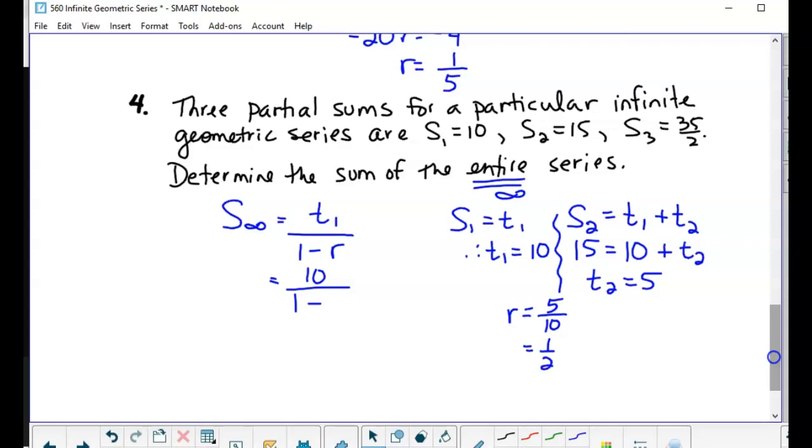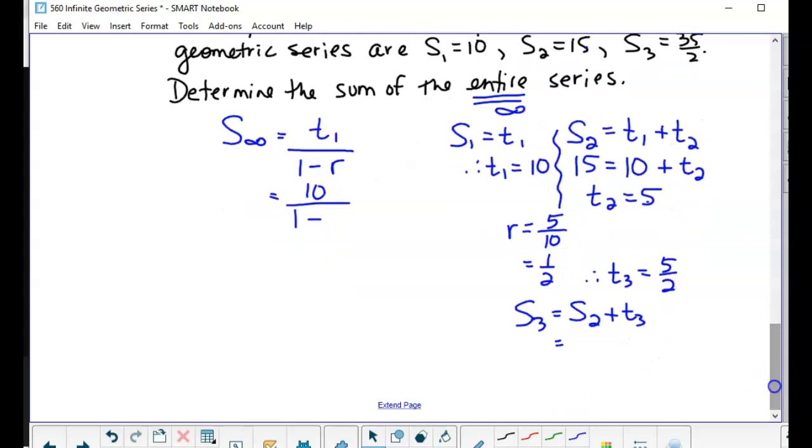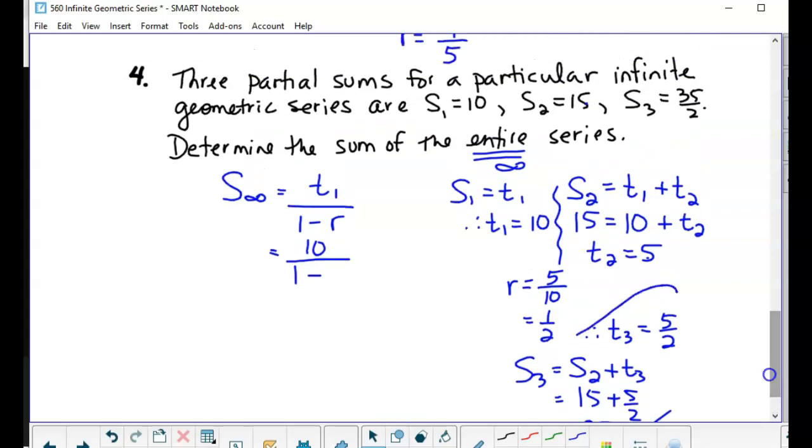If you wanted to check, then I would find T3. So therefore, T3 would be 5 over 2. T2 times 1/2 is 5 over 2. And then if we add 5 over 2 plus our S2, so S3 is T1 plus T2 plus T3, or S2 plus T3. You can do it either way. So 15 plus 5 over 2 is 35 over 2. Okay, so this is just a check. You do not have to do that.